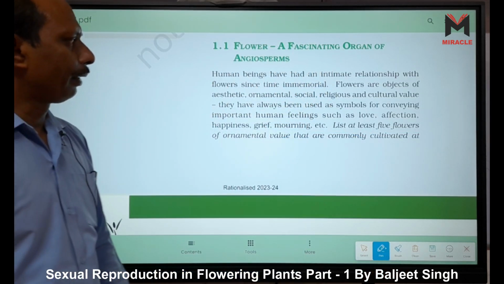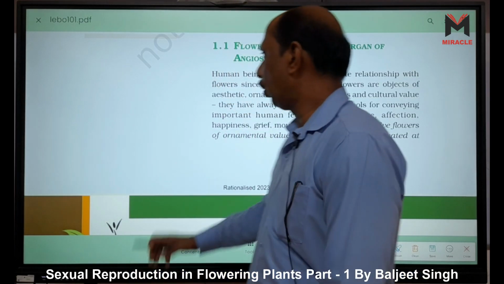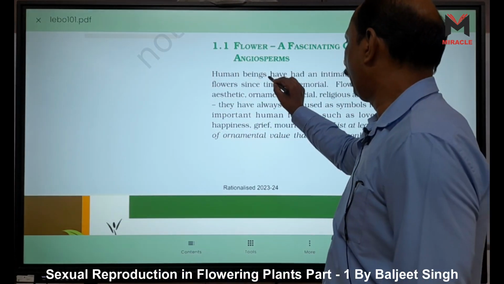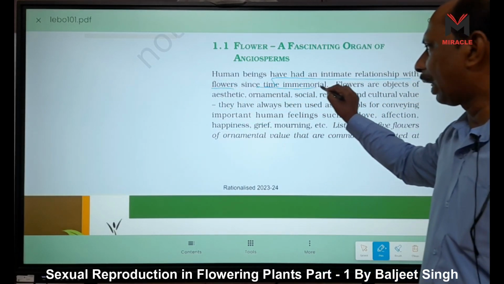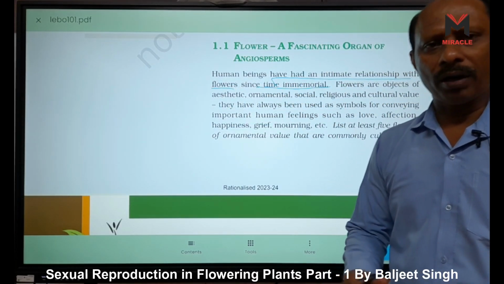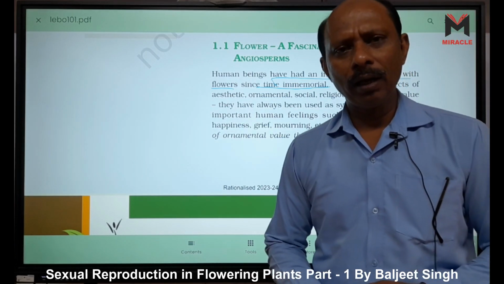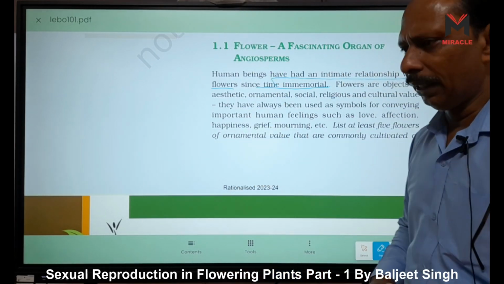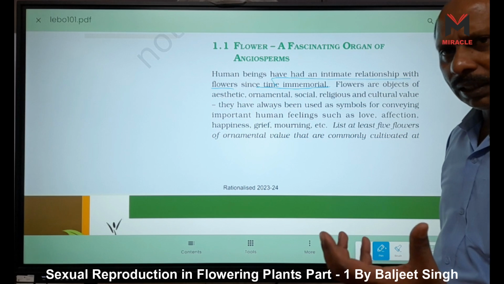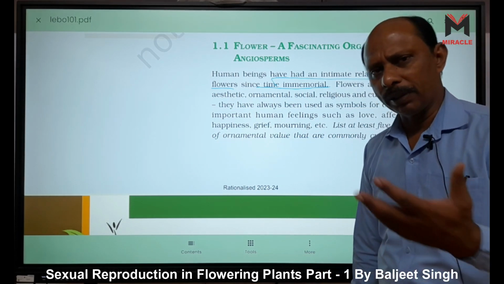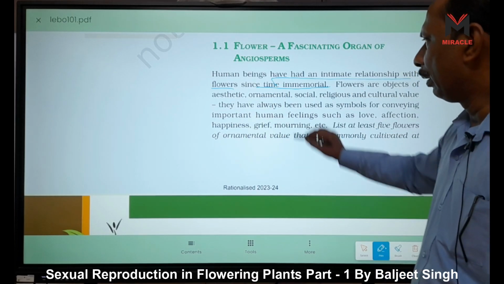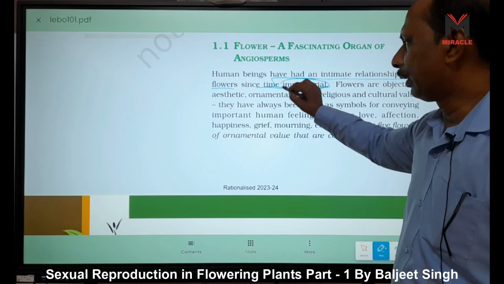Human beings have had an intimate relationship with the flower since time immemorial. We cannot understand, at least we have no idea, from how many years, because the flower is attractive. It is not attractive for humans only, animals are also attracted by the flower's color.